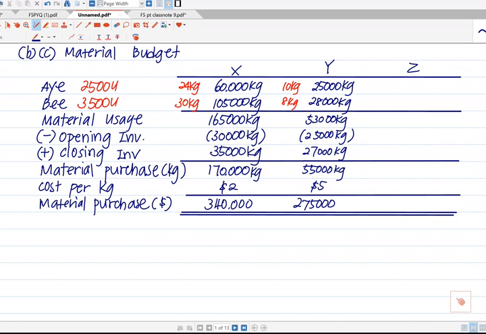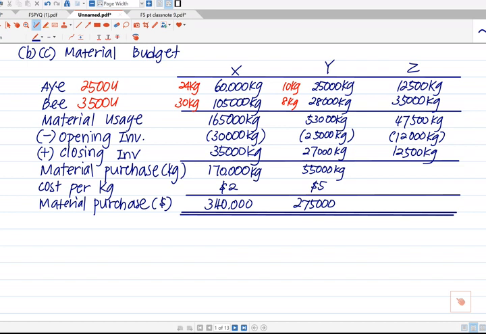5 kilograms and 10 kilograms. So 2,500 at 5 kilograms each, 3,500 at 10 kilograms. 35. So we have 47,500. However, we are not going to buy that much because at the beginning we already have 12 and the closing. We need to keep more, purchase more in order to keep closing. So we add back the closing.